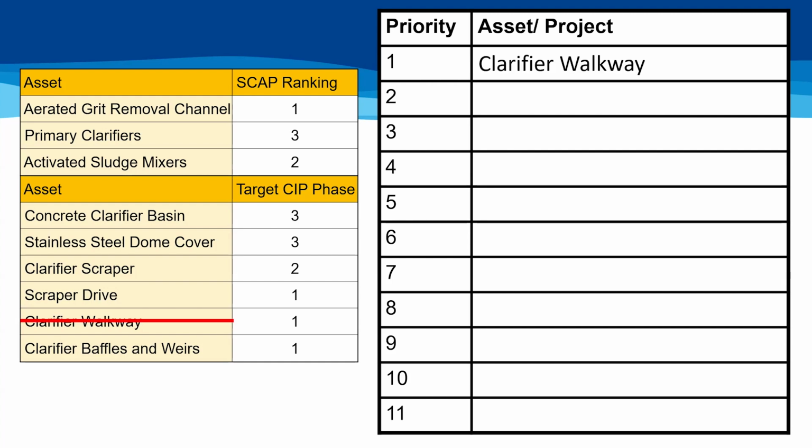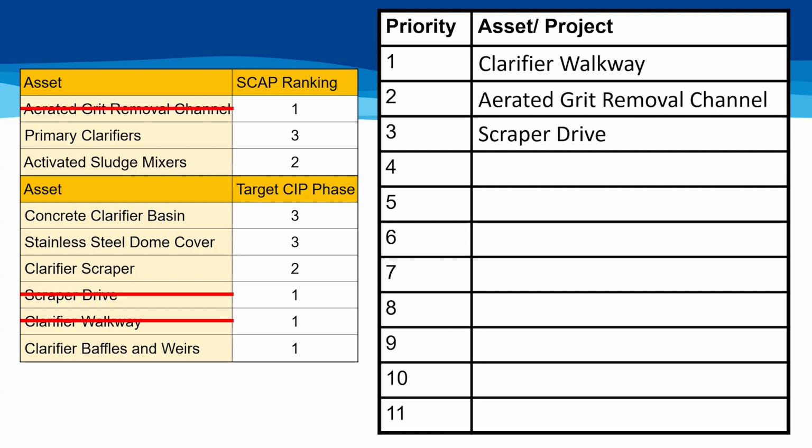Now I am confident listing the aerated grit channel as priority 2, since our other assets we have listed have redundancy, and replacing the aerated grit channel will protect the rest of the equipment in our system. Number 3 on our priority list will be the scraper drive, since its failure will render the primary clarifier inoperable.